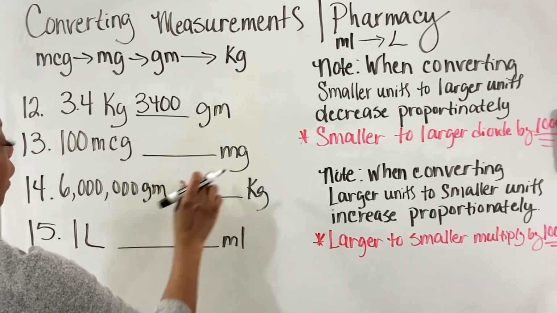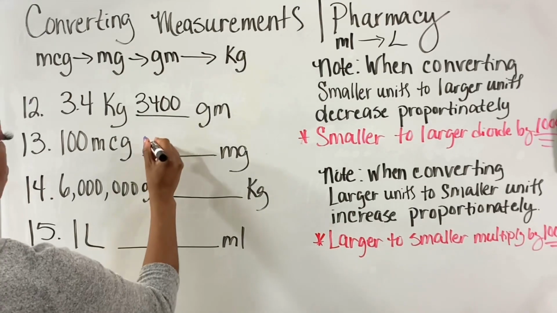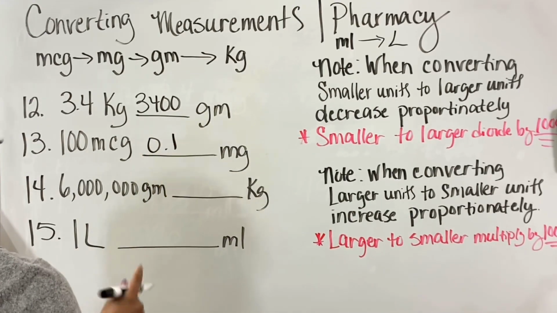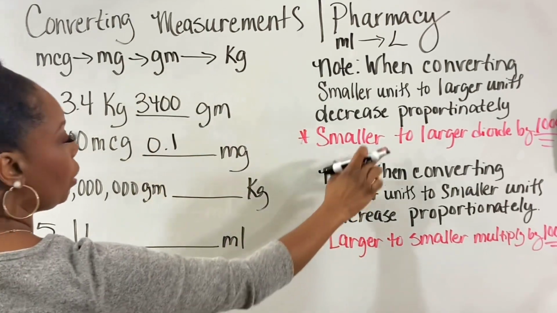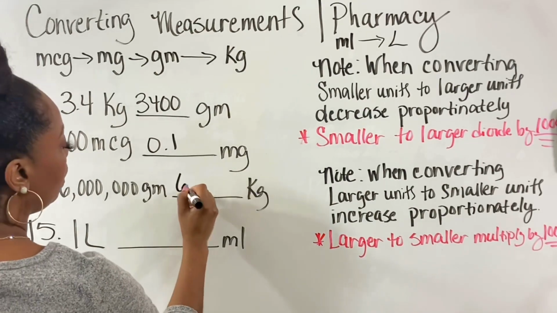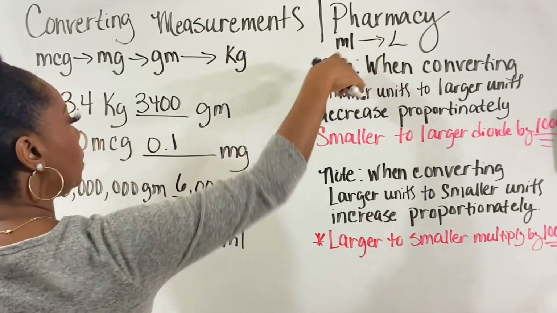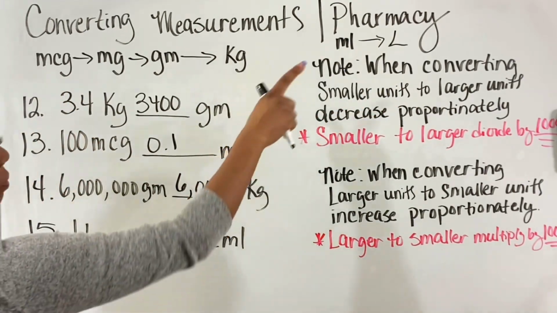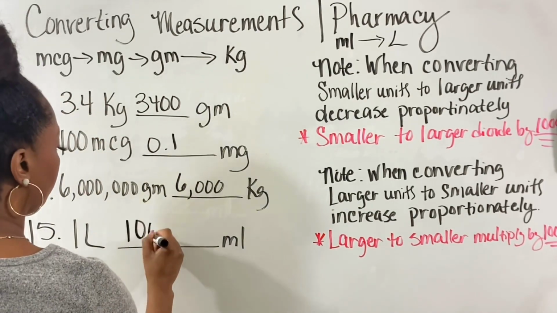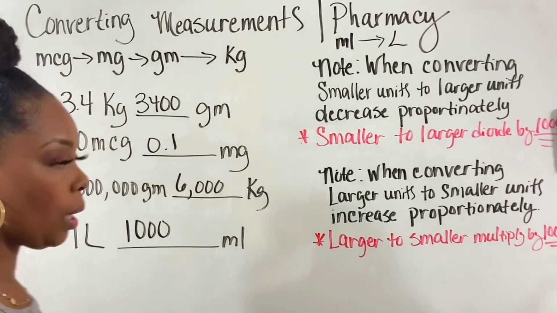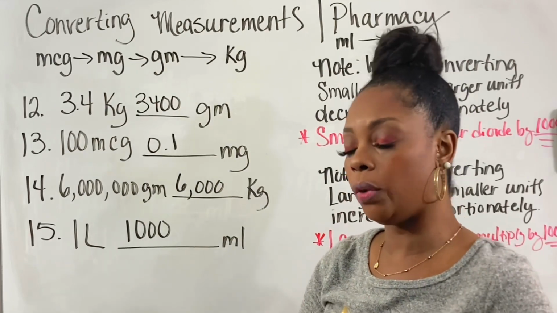We have micrograms to milligrams, so smaller to larger. We're going to divide by 1,000, which is 0.1. We have 6 million grams to kilograms, so that's going to be smaller to larger. We're going to divide by 1,000, which gives 6,000 kilograms. Then we also have a liter to milliliter, larger to smaller, so we multiply by 1,000. That is going to give us 1,000 milliliters.